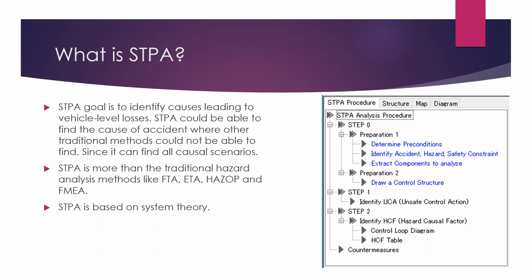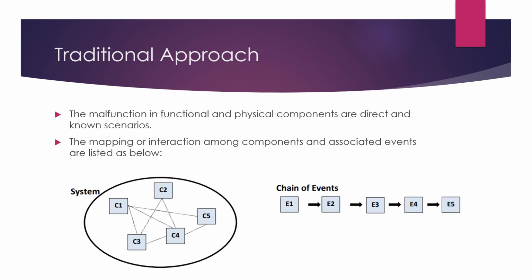So why we are using this in SOTIF is to cover the unsafe unknown area scenarios. Then identify HCF, that is hazard causal factor. This is for a control loop diagram and HCF table. And we can come up with the countermeasures as the end result.